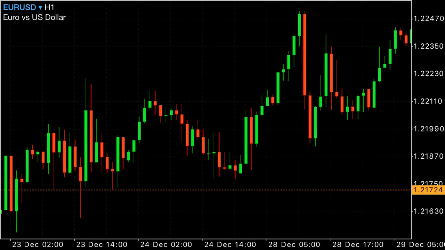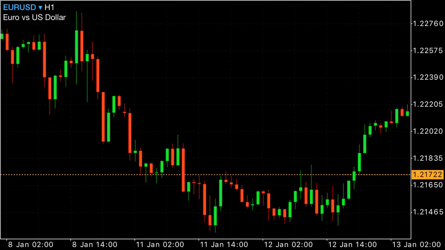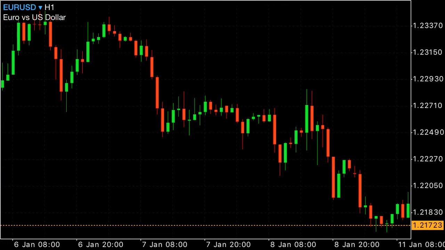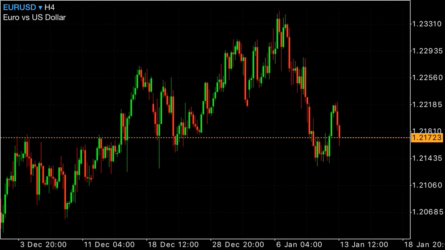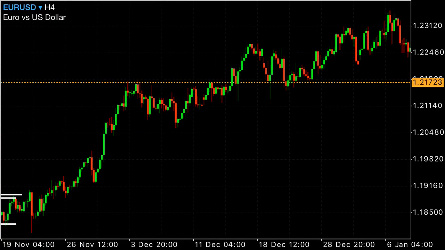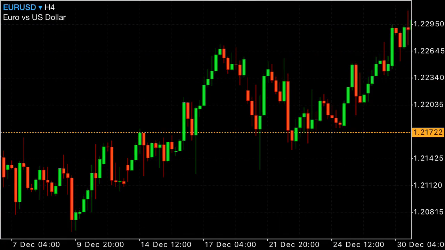Now on to optimal trade entry. Right, we're going to stick with Euro USD. An optimal trade entry is when price is in an upwards trend or downwards trend, just like Euro USD is here, and you want to get in on the trade.